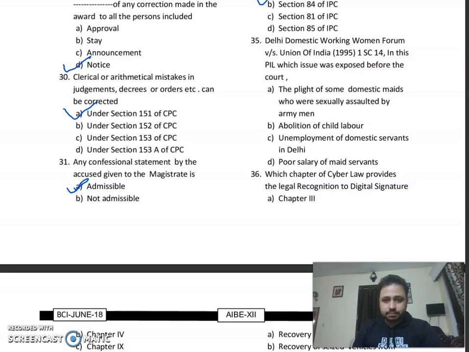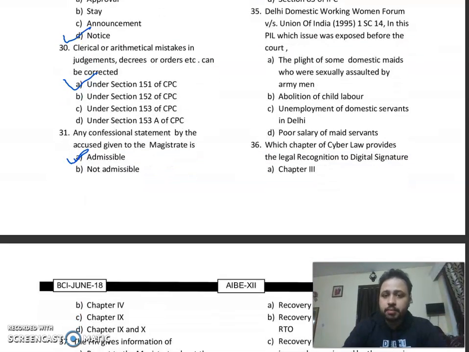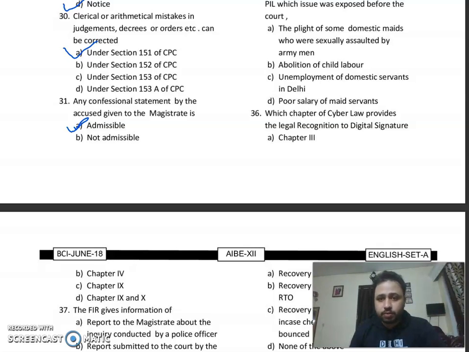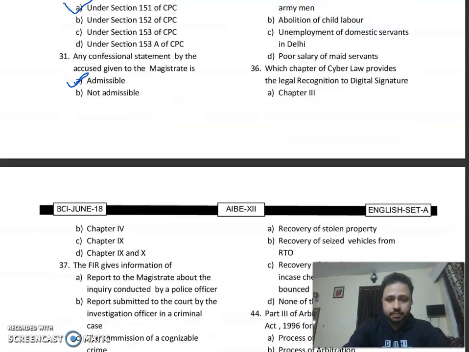MCQ number 35. Delhi Domestic Working Women Forum versus Union of India. In this PIL, which issue was exposed before the court? Option A, the plight of some domestic maids who were sexually assaulted by army men. Option B, abolition of child labor. Option C, unemployment of domestic servants in Delhi. Option D, poor salary of maid servant. So the right answer over here is option A, the plight of some domestic maids who were sexually assaulted by army men. Okay.